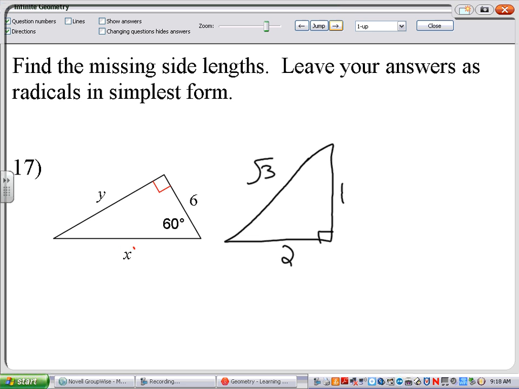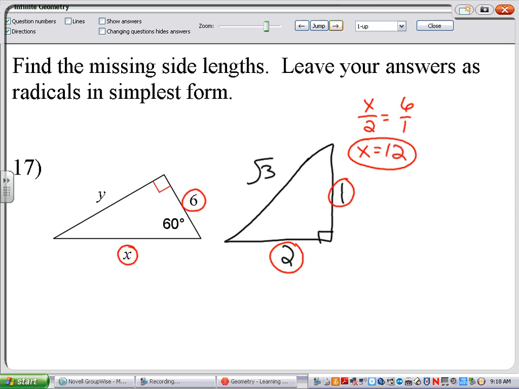Let's start with the x. X goes with this 2. So x over 2 equals my numbers here. 6 and 1. 6 over 1. Cross multiply. Looks like x is going to be 12. And I look at my answer key, and that is correct. My answer key is sitting on the desk here behind me. So that one's fairly simple.